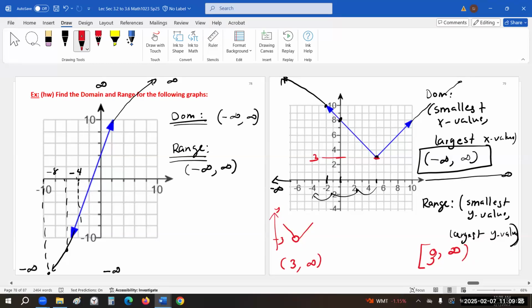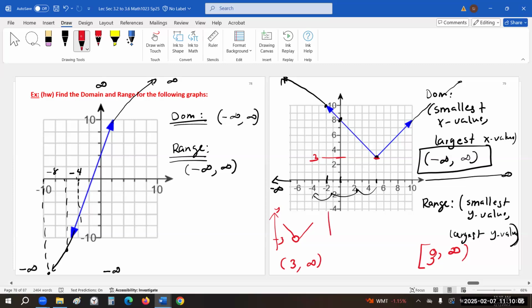So 3 gets parentheses. You may wonder why infinity gets parentheses. Because we don't know what infinity is, we put that as a parenthesis. So infinity always gets parentheses, whether negative infinity or positive infinity, it doesn't matter. But when you have a number, we have to look at two things. Do we have a closed circle or an open circle? If you have an open circle, it's parentheses. But if you don't have any circle, or if you have a closed circle clearly visible, then it's bracket.